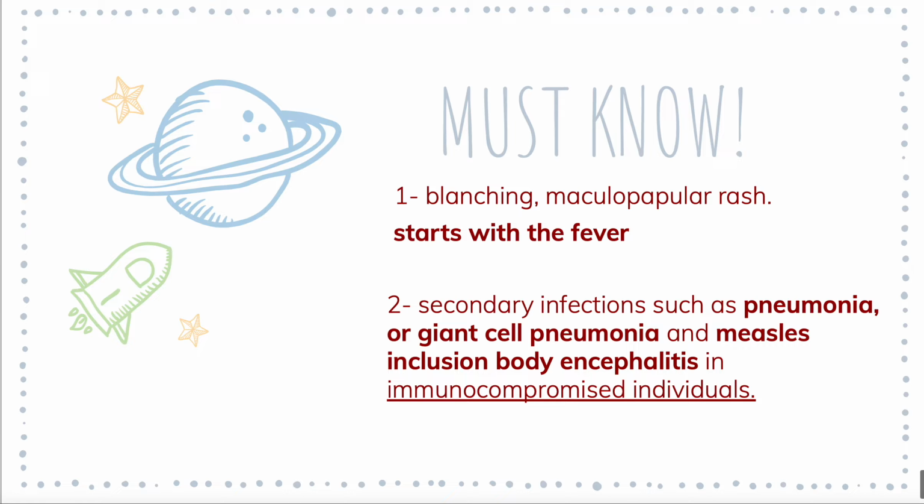Okay, what are our must-knows? First of all, the rash is blanching. Like we mentioned before, it disappears on pressure. It's a maculopapular rash and it starts with the fever. Usually in immunocompromised patients, it may lead to pneumonia, giant cell pneumonia, and measles inclusion body encephalitis, which can be lethal. So again, we need to be careful and take care of our immunocompromised patients.